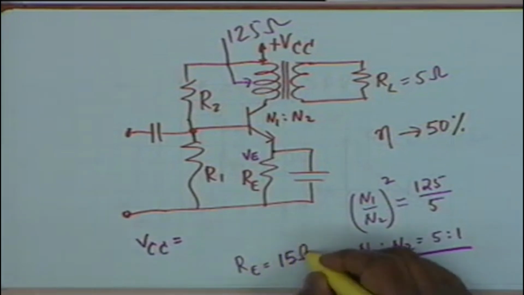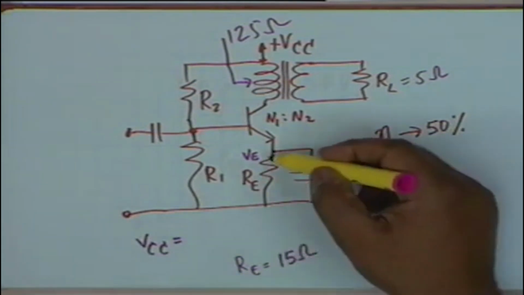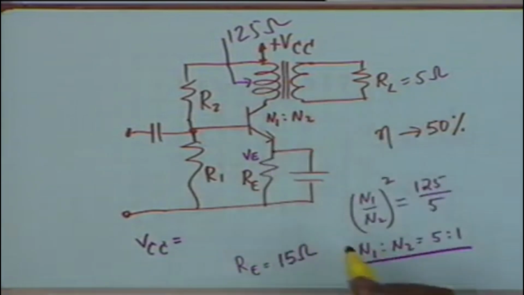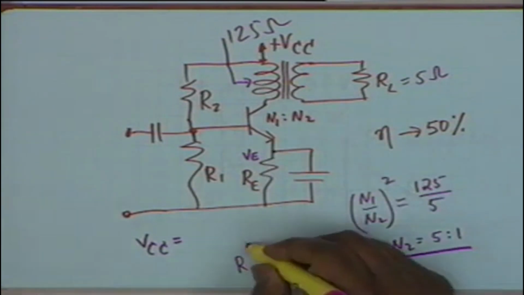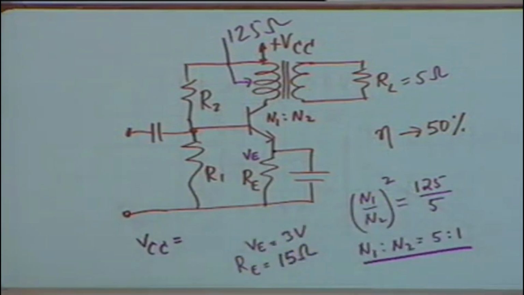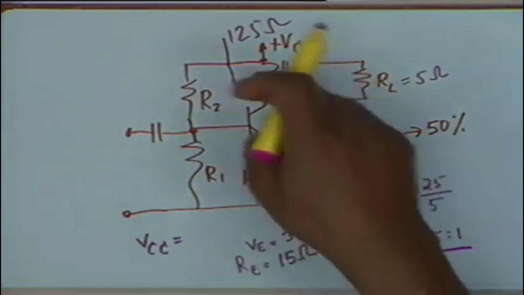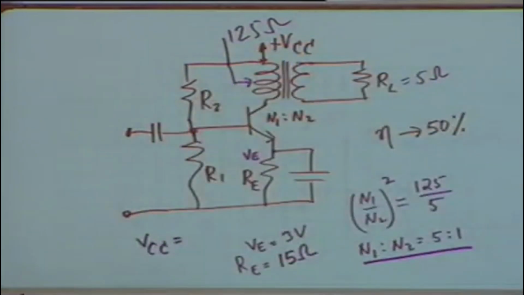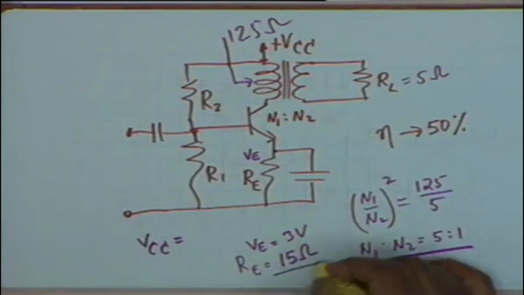15 ohms, 0.2 ampere flows, and we have assumed VE equal to 3 volt, and therefore RE is equal to 15 ohms. All right, do not be scared about the low value of the resistance. This is inevitable when your AC load is of the order of 125 ohms, a low resistance load. All resistances in this circuit are going to be low. All right, so RE is 15 ohms.